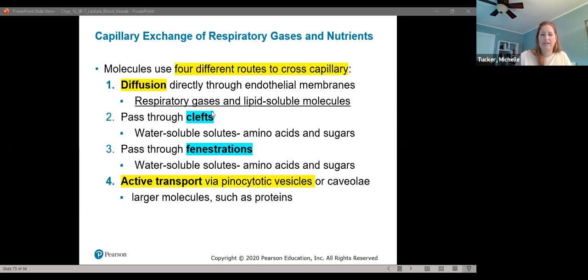The second and third way, which I usually put together, because it just depends on the type of capillary. So it's not really a different route, it's just a different type of capillary, are to either pass through clefts or to pass through fenestrations. These are water-soluble solutes, such as amino acids and sugars. So these are polar molecules that cannot pass through diffusion. The fourth way is active transport using pinocytotic vesicles, and these are going to be for larger molecules, larger proteins.